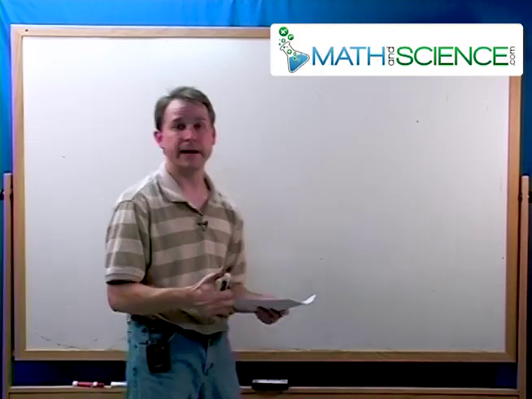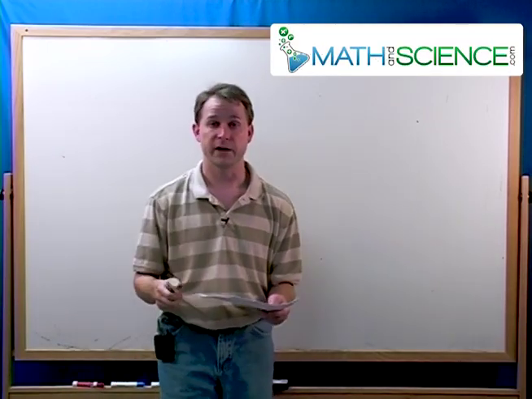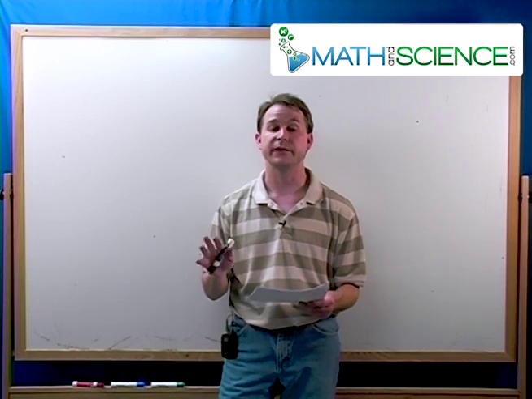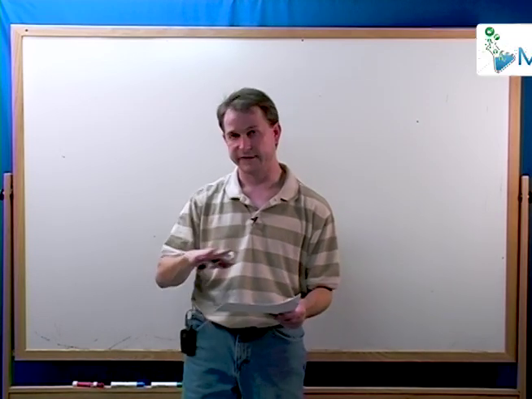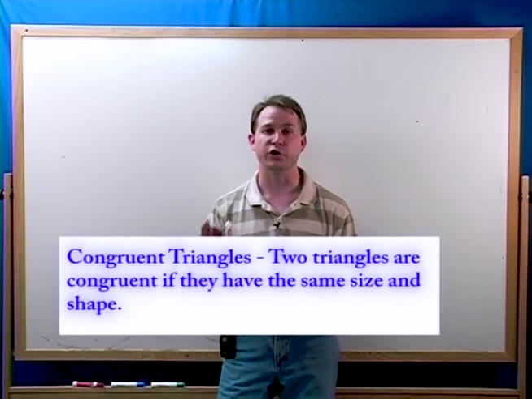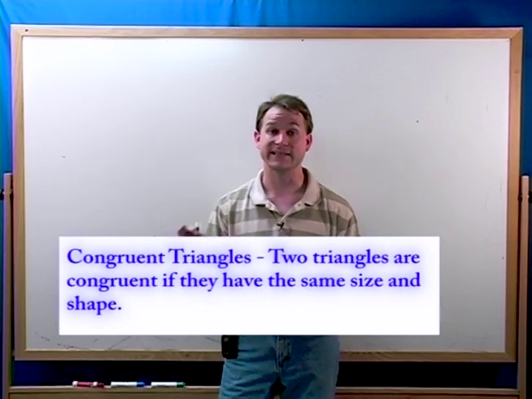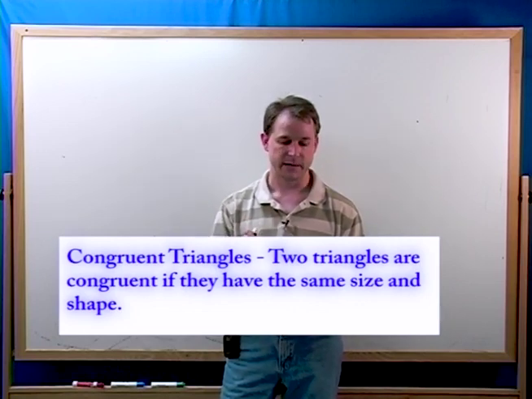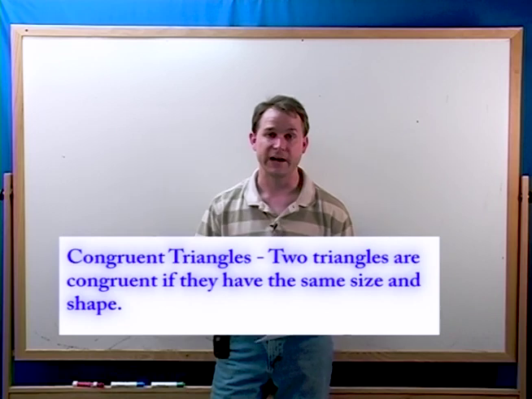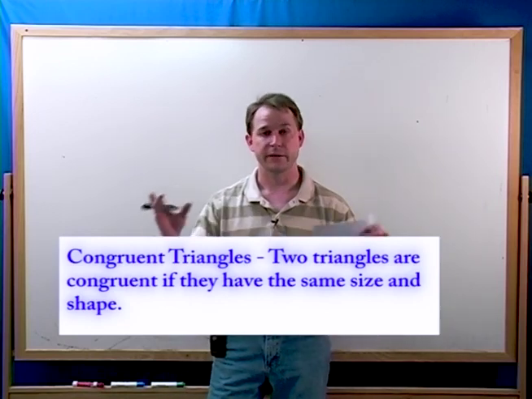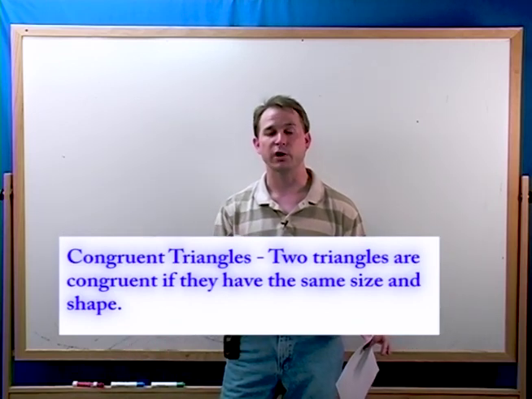So the basic thing that I want to say first off, the first definition of congruent triangles, and you can see it on your screen here, is basically triangles are congruent if they look the same, exactly the same size, the same shape, the same angles. That means they're the same triangle, okay?